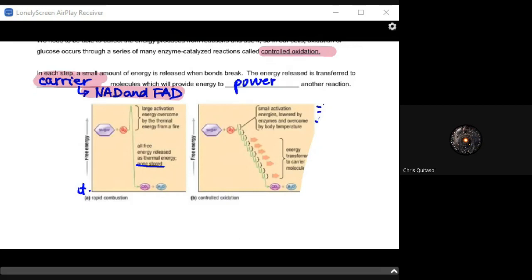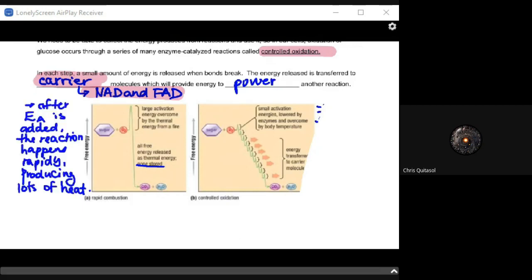In each of these graphs, on the left side, after the activation energy is added, the reaction happens rapidly, producing lots of heat. This is that rapid combustion. No good for us, right? You can't really use this fast drop in energy, that large activation energy overcome by thermal energy, and ultimately that free energy is released as thermal energy and is pretty useless for all intents and purposes. It really just contributes to the entropic aspects of the universe.